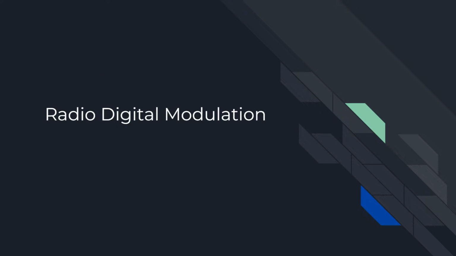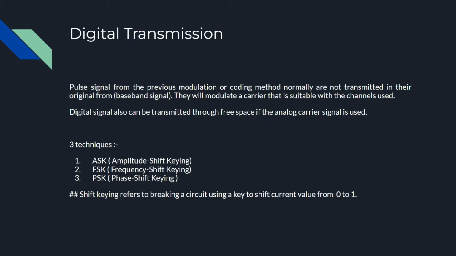Last but not least is radio digital modulation. Before that, we're gonna talk about digital transmission. Pulse signals from the previous modulation or coding methods normally are not transmitted in their original form as baseband signals. They will modulate a carrier that is suitable for the channel used.